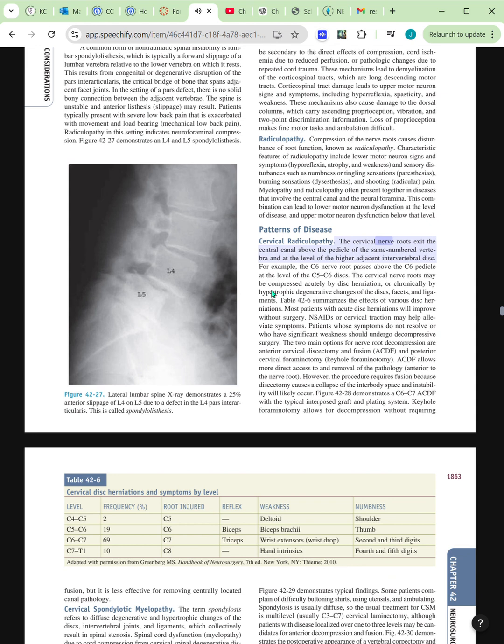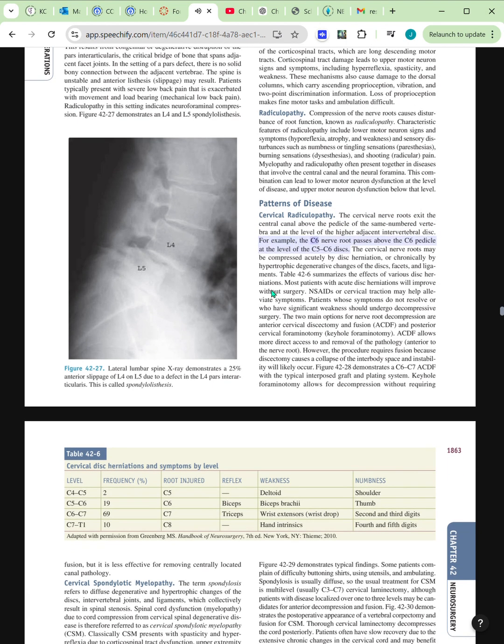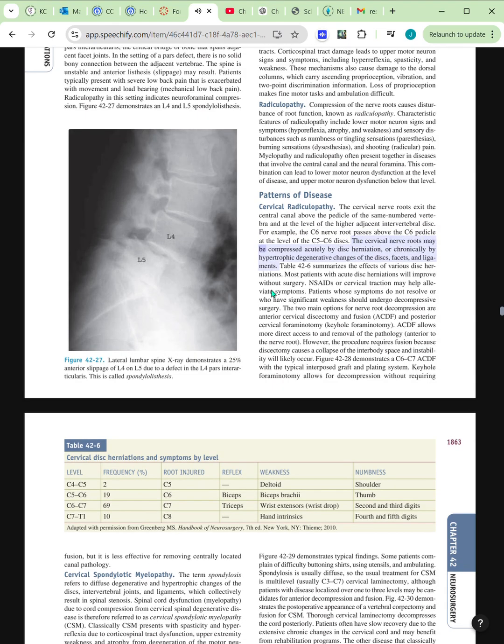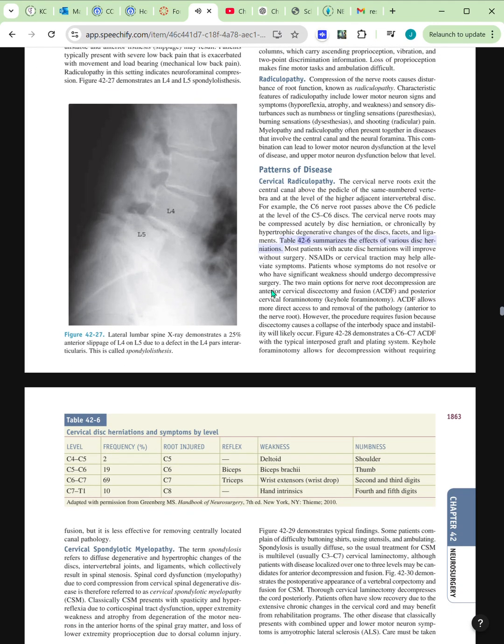Cervical radiculopathy. The cervical nerve roots exit the central canal above the pedicle of the same numbered vertebra and at the level of the higher adjacent intervertebral disc. For example, the C6 nerve root passes above the C6 pedicle at the level of the C5-C6 disc. The cervical nerve roots may be compressed acutely by disc herniation or chronically by hypertrophic degenerative changes of the discs, facets, and ligaments. Table 42-6 summarizes the effects of various disc herniations.